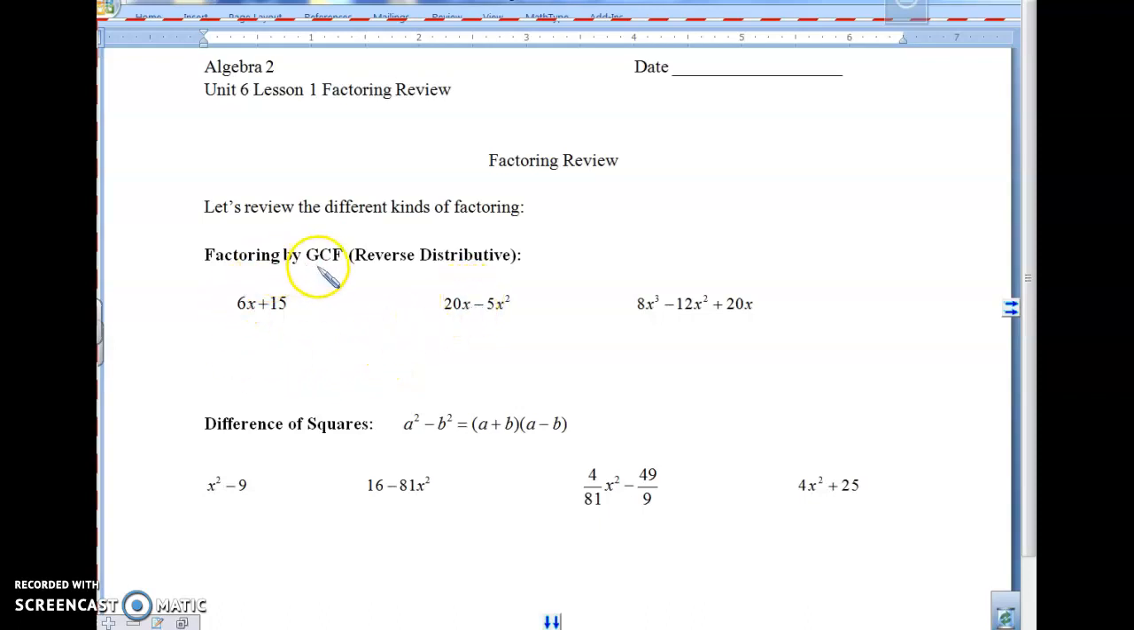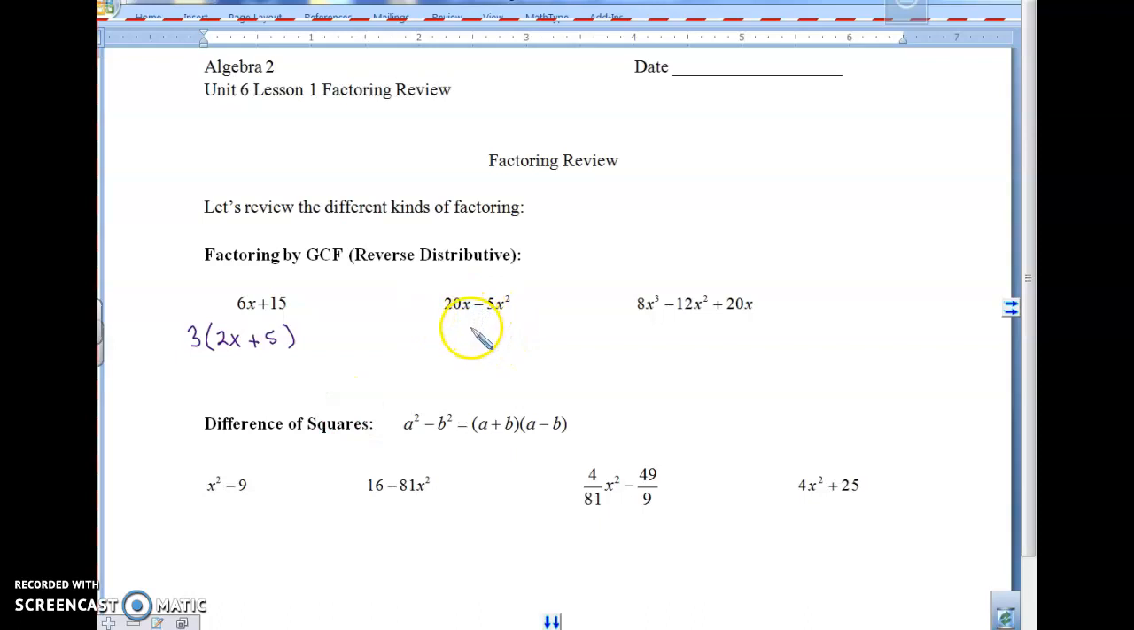This is when you take out a greatest common factor and then use the distributive law backwards. So if we look at 6x plus 15, your greatest common factor is going to be 3. Factor that out, so divide each of these terms by 3, you end up with 2x plus 5. Remember, this is the reverse distributive law, so you should be able to redistribute and get the same thing back. 3 times 2x is 6x, 3 times 5 is 15.